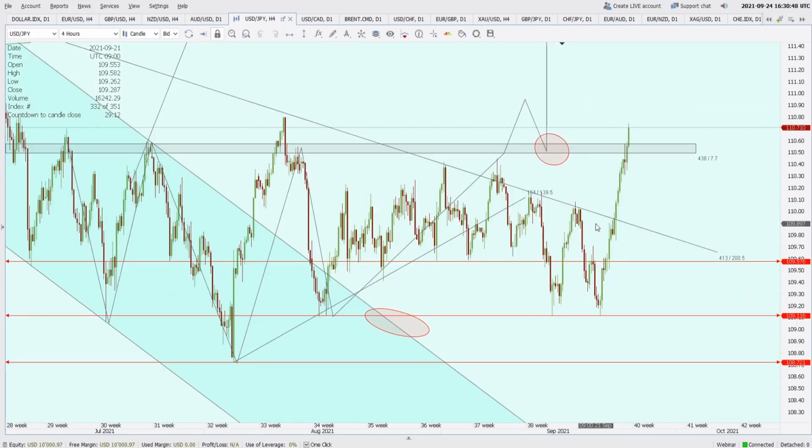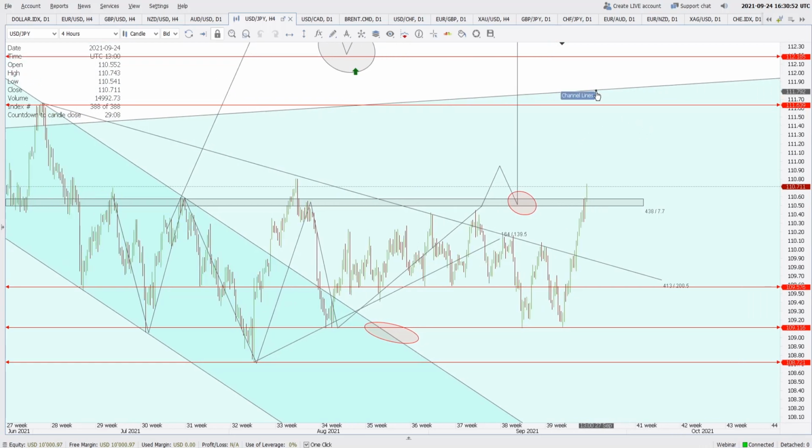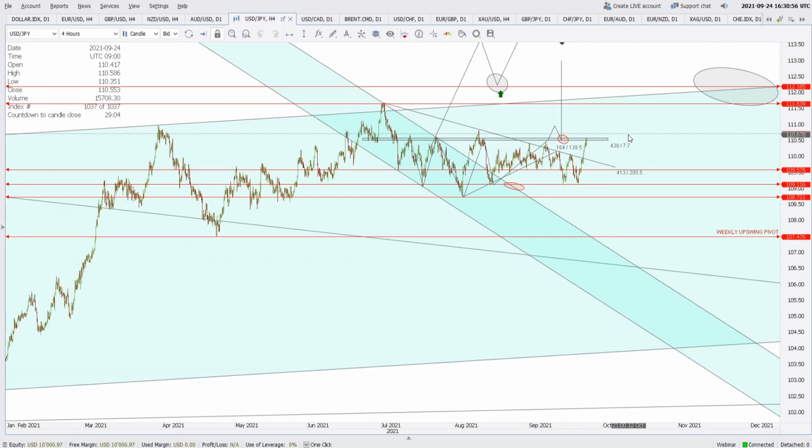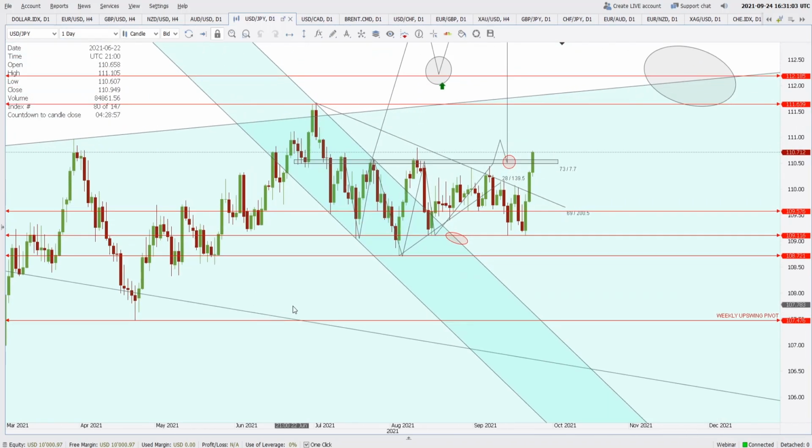All right, so what does that mean? That means 111.63, or this rising channel's resistance area is very much likely to be achieved in this market on the daily closing basis. So right now 110.50 to 60 is going to be the support for the price, and 111.63 is the resistance for the US dollar against Japanese yen.